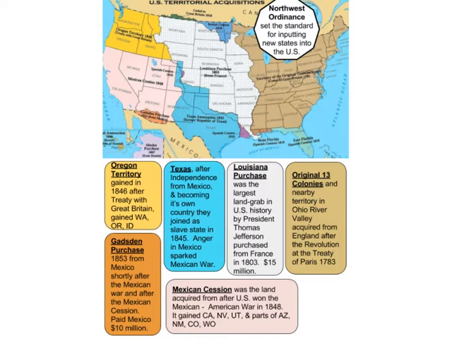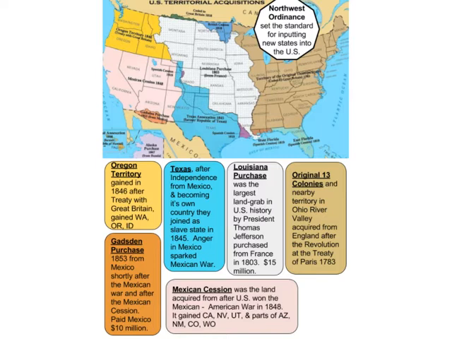Then let's look at the brownish gold on the far right. It says original 13 colonies and the nearby territory in the Ohio River Valley that were acquired from England at the end of the Revolutionary War. We got all of the Ohio River Valley and all the original colonies. That was all American land after the Treaty of Paris in 1783 at the end of the Revolutionary War.